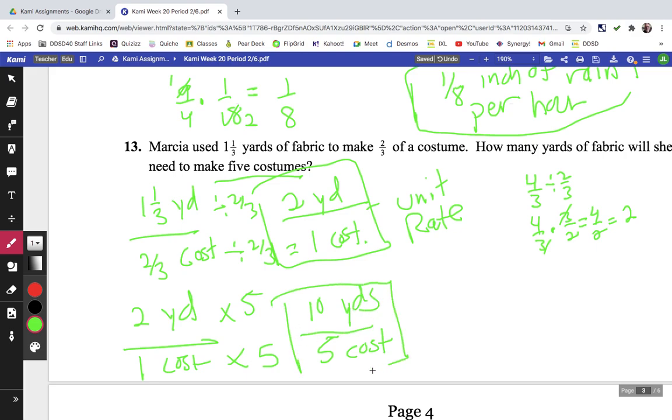So I could write it that way, or I could say in a sentence, she would need 10 yards of fabric for 5 costumes.